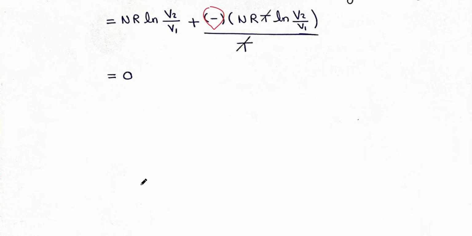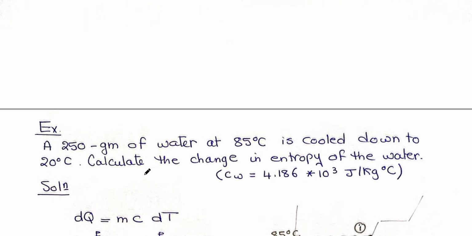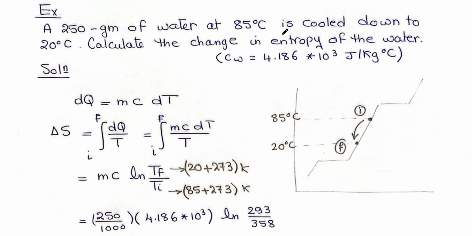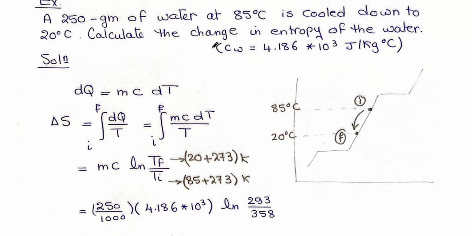Another example on the entropy. Now we have 250 grams of water at 85 degrees and it's cooled down to 20 degrees. So if you draw the T-Q diagram, you have water initially at 85 degrees and it's cooling down to 20 degrees. We want to calculate the change in entropy of the water.